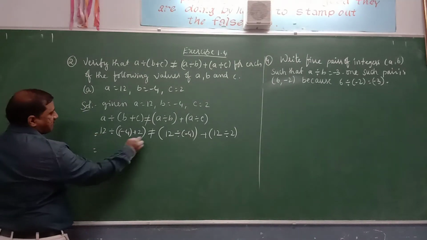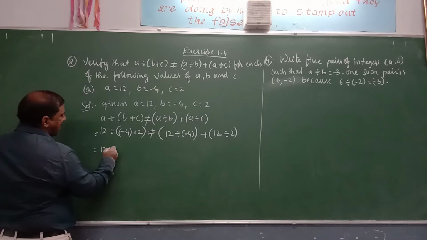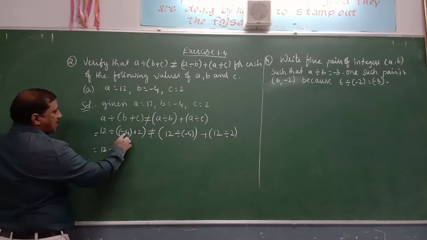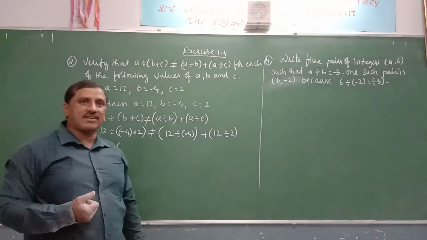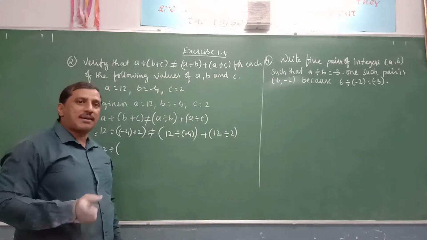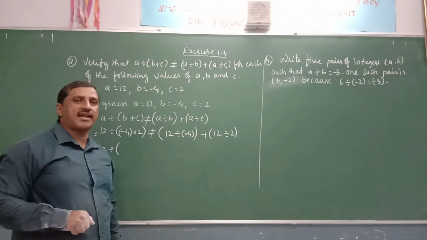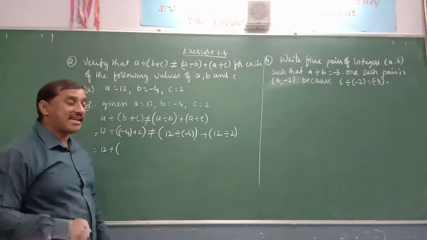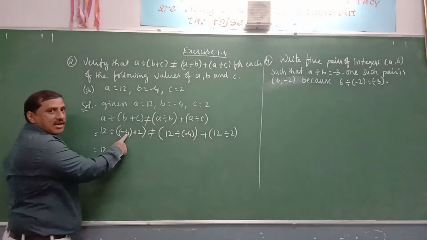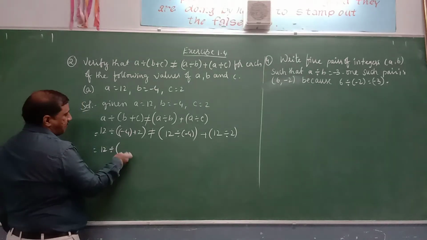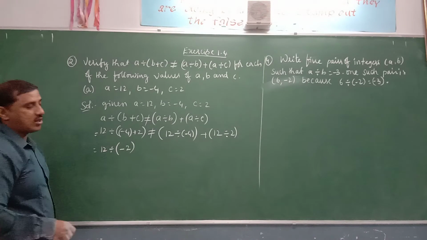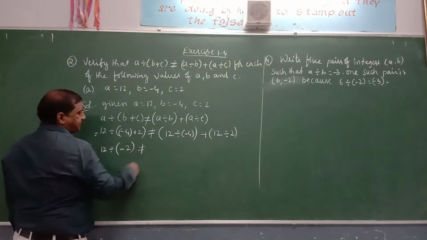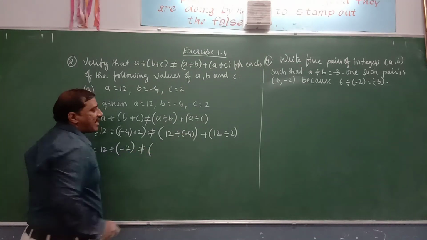First simplify inside the bracket, that is, 12 divided by (minus 4 plus 2). One positive integer and one negative integer we are adding. So what to do? Subtract the smaller number from the greater number and keep the sign of the greater number. As 4 is the greater number, keep the minus sign: minus 4 plus 2 is minus 2. So we got minus 2.